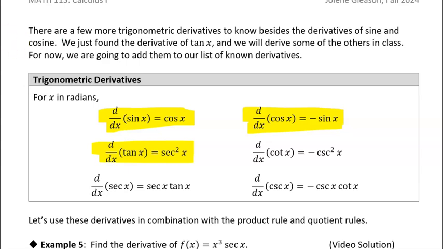So I'll meet you in the next video, and we'll look at these next two examples and use these trig derivatives. All right.